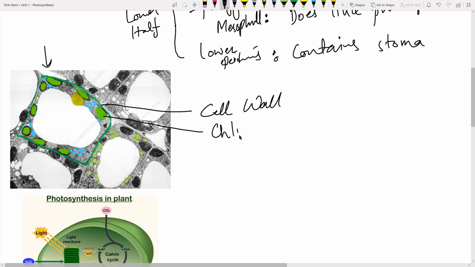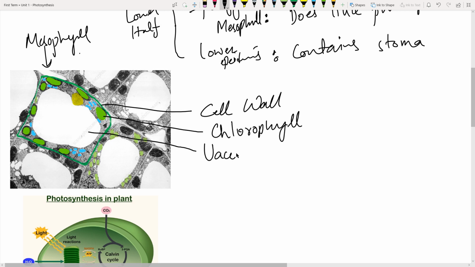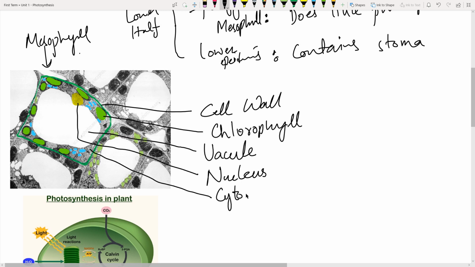This is the chlorophyll, and this whole structure is actually the mesophyll, containing these small chlorophyll pockets. And this is the vacuole where the food is being stored. And over here we have the nucleus that does all the operations, and this gray color is the cytoplasm.